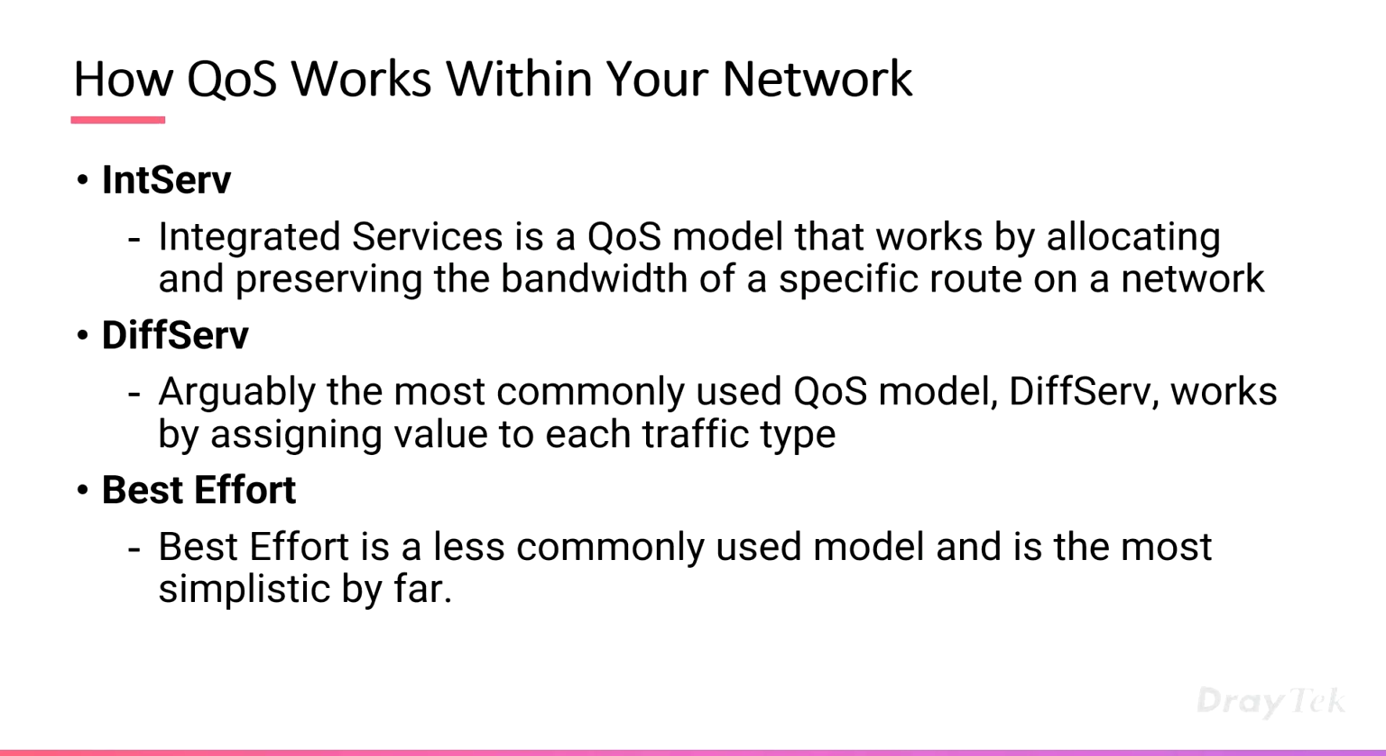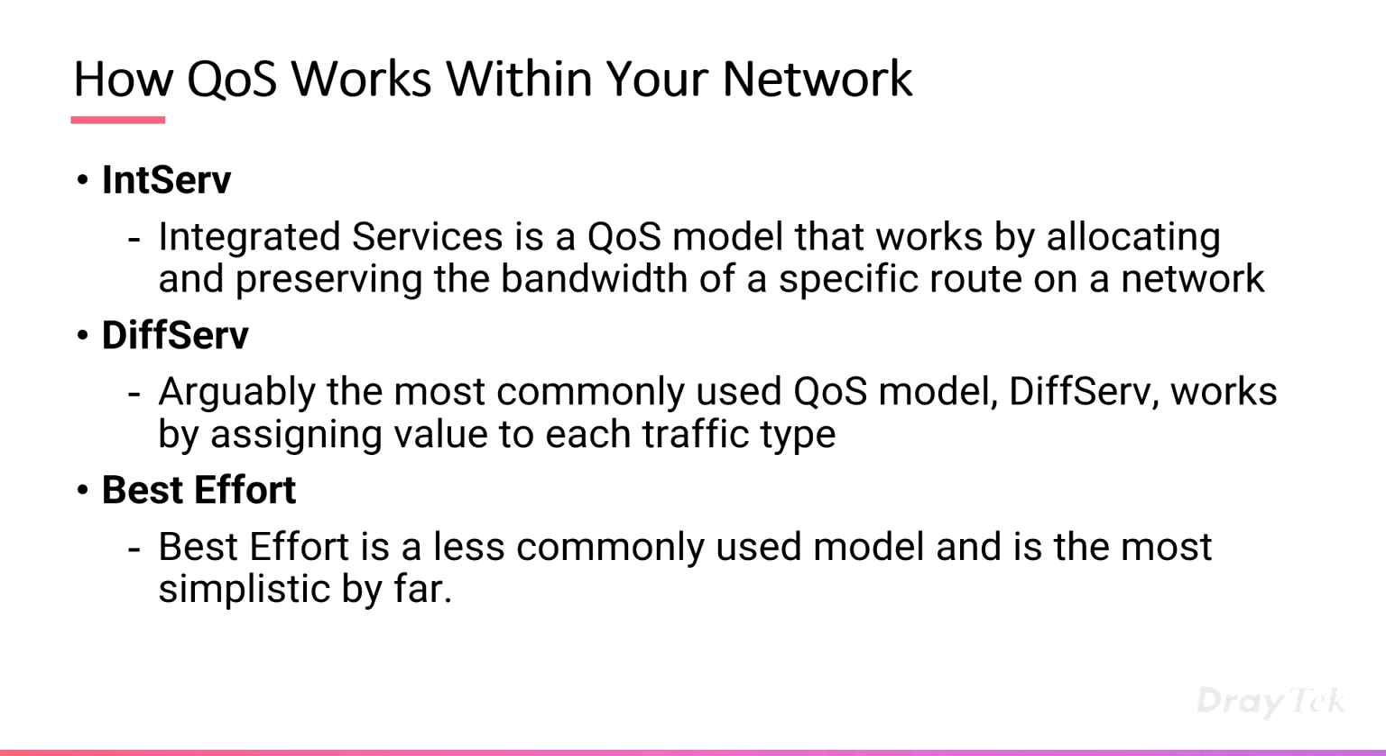Usually, administrators use three models to manage their traffic: integrated services, or IntServ, differentiated services, and the least common, the best effort model. Integrated services is a QoS model that works by allocating and preserving the bandwidth of a specific route on a network. Applying for resource allocation, then using RSVP, which stands for Resource Reservation Protocol, network devices can assess the stream of data packets to ensure there is sufficient space to accept the necessary packets.